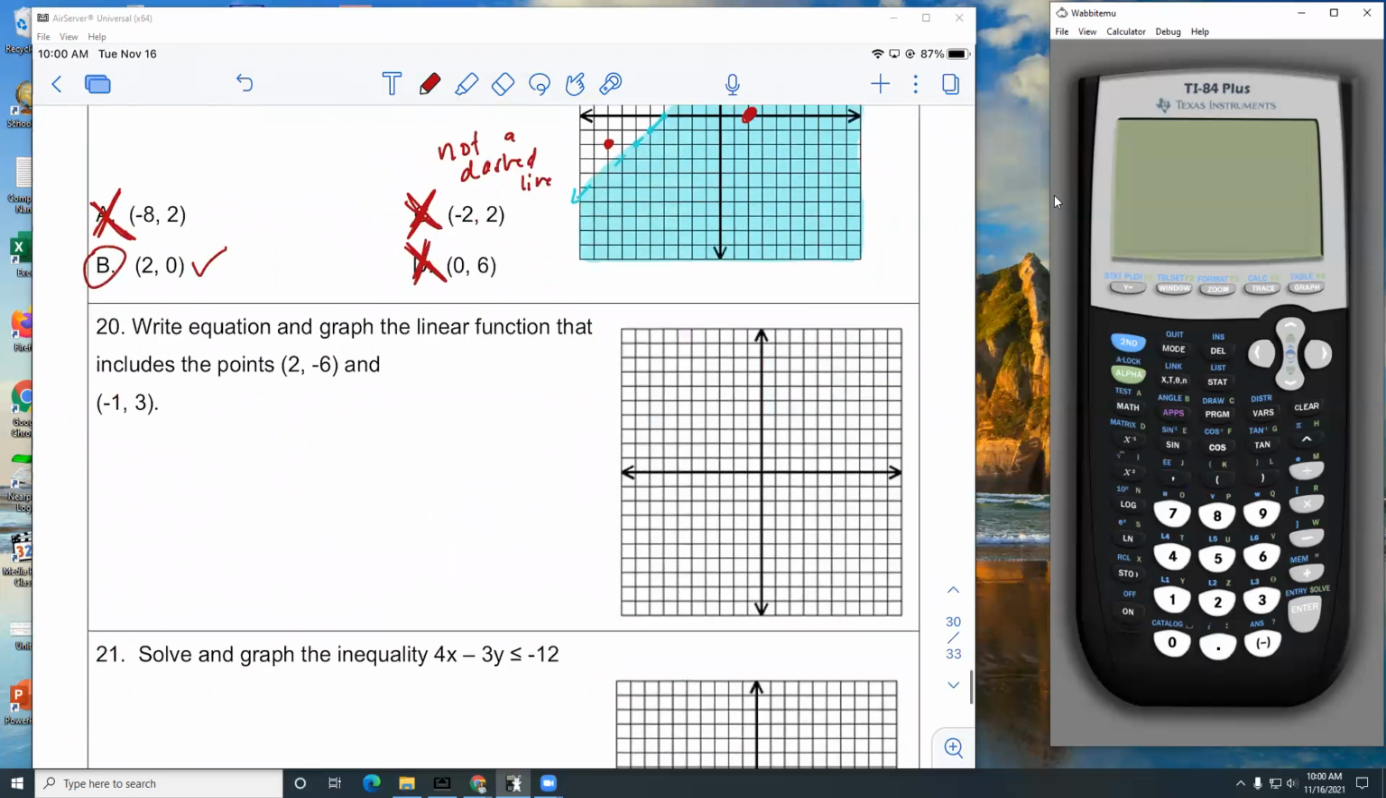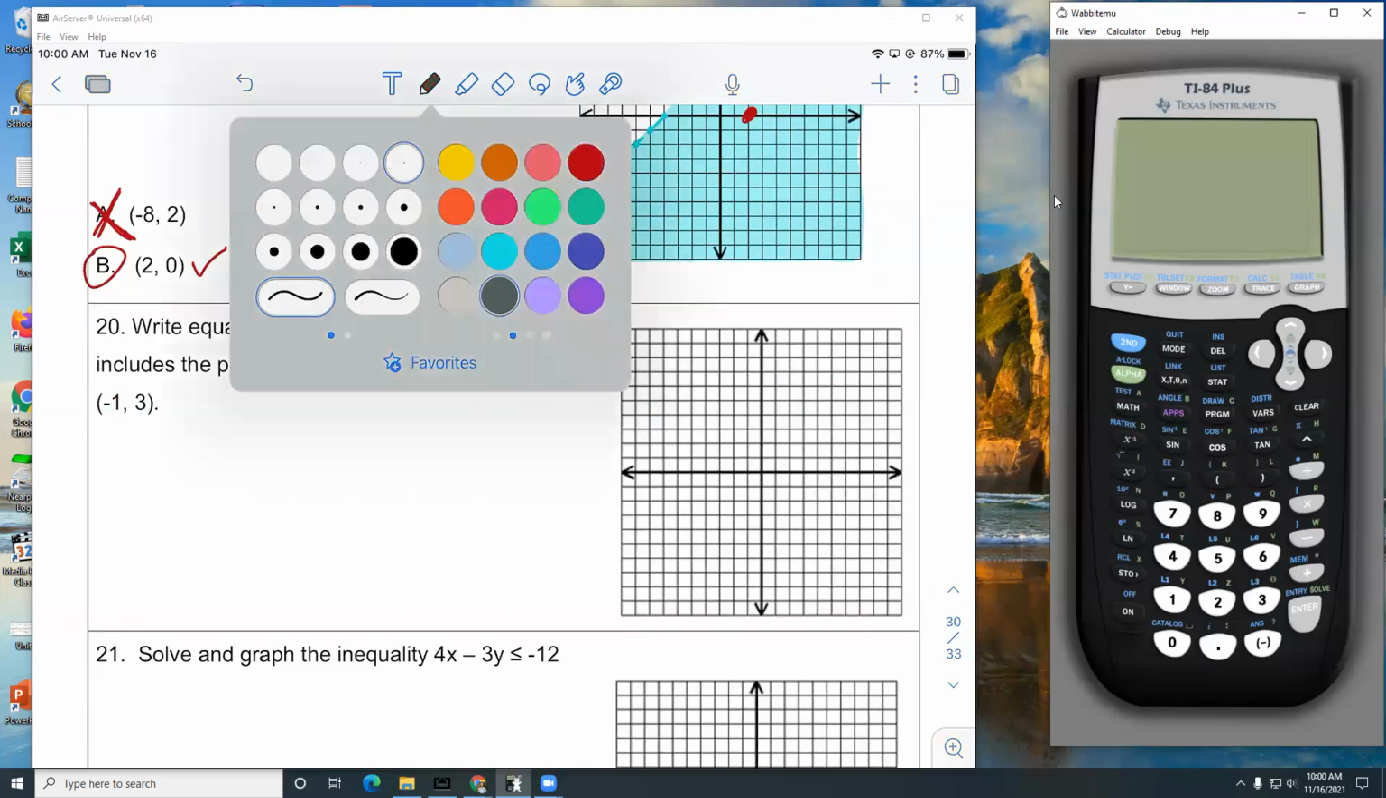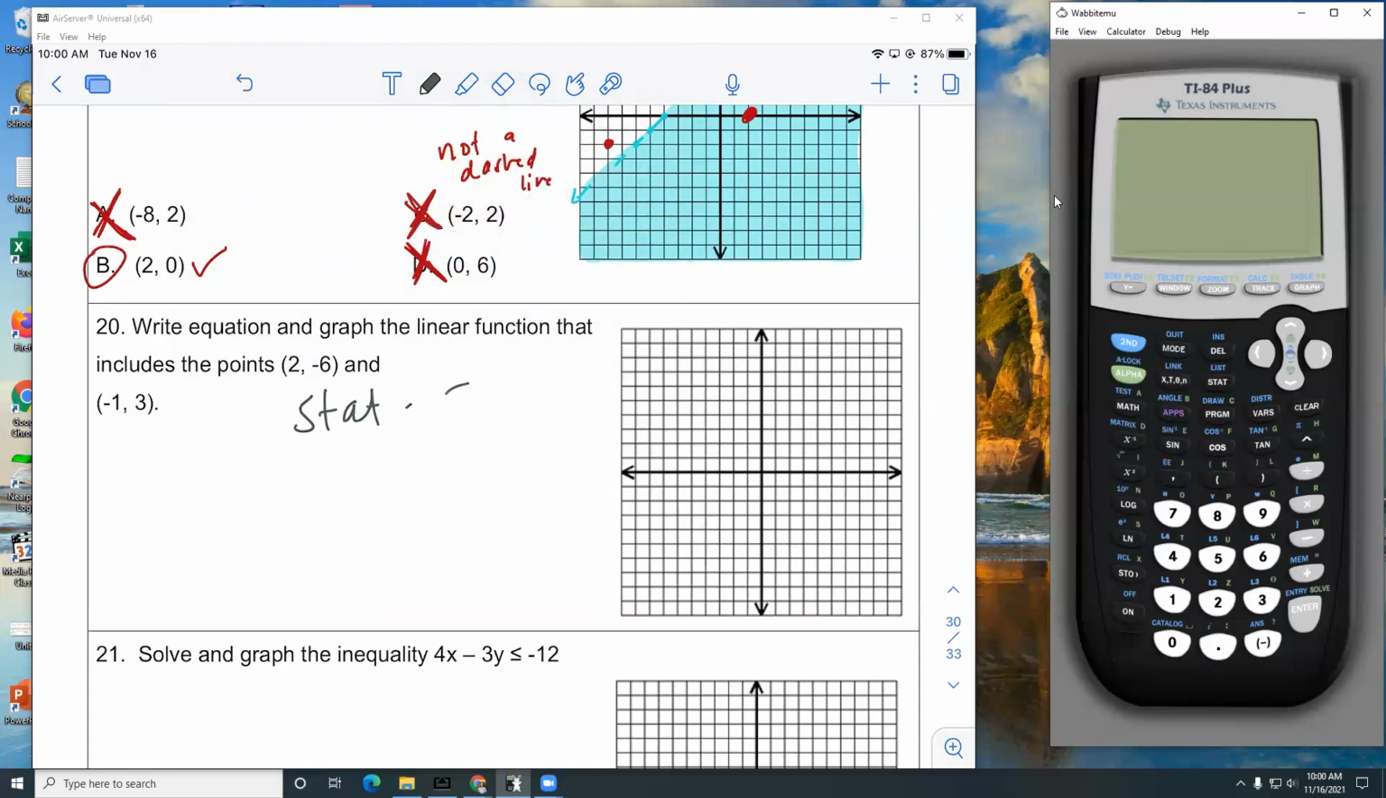All right, number 20 says, write the equation and graph the linear function that includes the points 2, negative 6, and negative 1, 3. This is a classic stat edit problem. They gave me 2 points, both of which I'm going to put in stat edit. In L1, I'm going to put my x values, which are 2 and negative 1. In L2, I'm going to put negative 6 and 3.